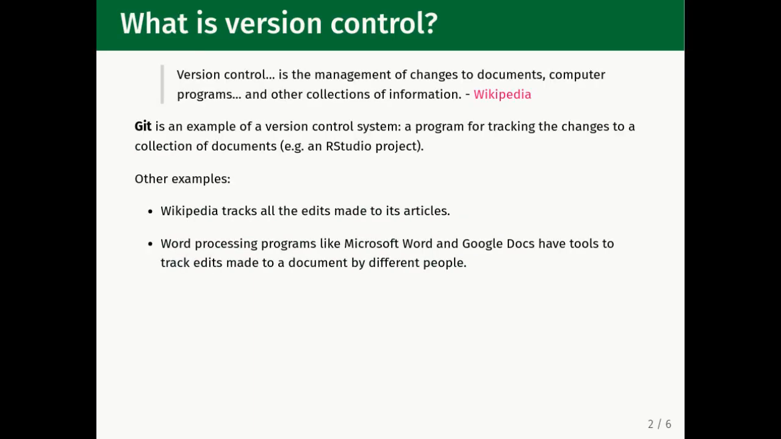In CDS 101, we are using Git, which is an example of a version control system. Version control is just a fancy term for a simple idea. When you have a collection of files or other information, you often want to track the history of changes to those files. You might already be familiar with version control. For example, Wikipedia tracks every edit made to each of its articles, which is a useful feature for seeing the changes in information over time.